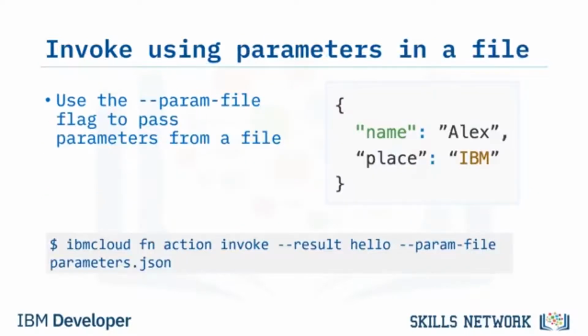Use a JSON formatted file to pass parameters that include your required content. The file name must then be passed using the param file flag. This parameter's JSON file declares the name and place as Alex and IBM. You can then invoke the action using the parameters from this JSON file.